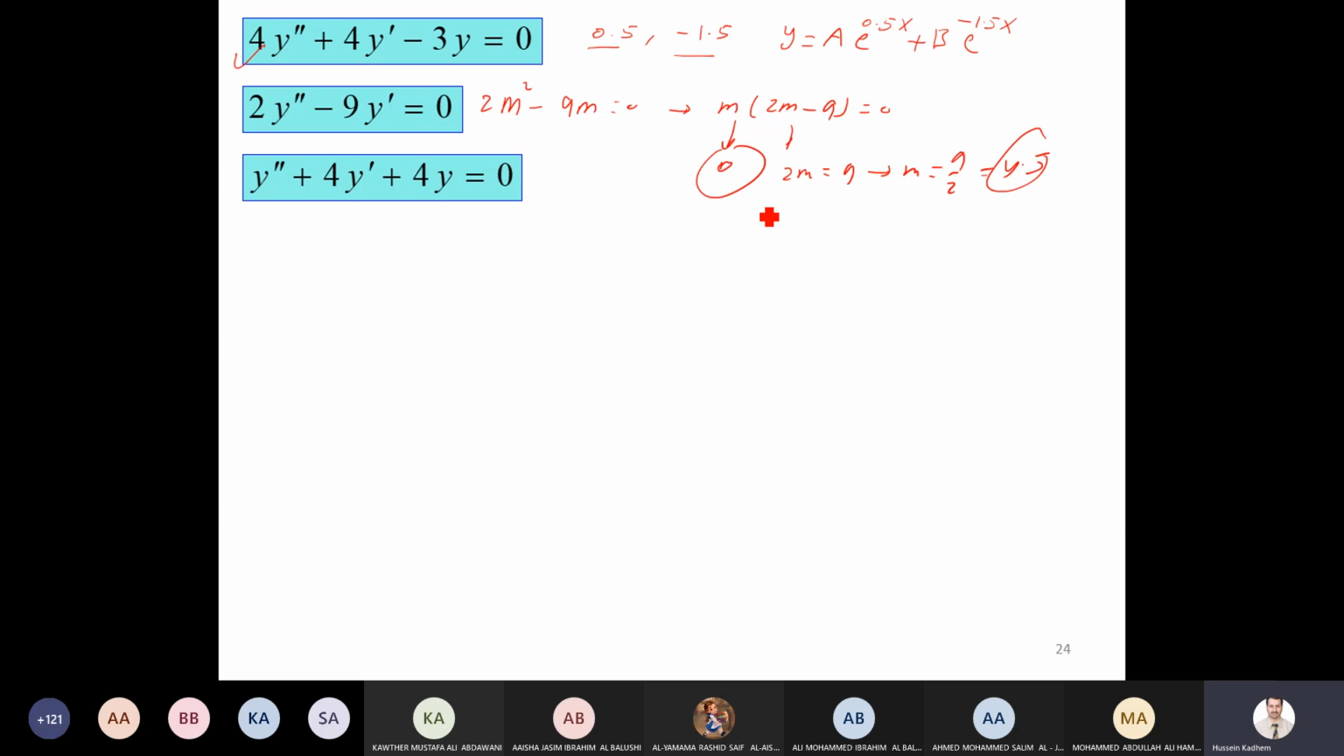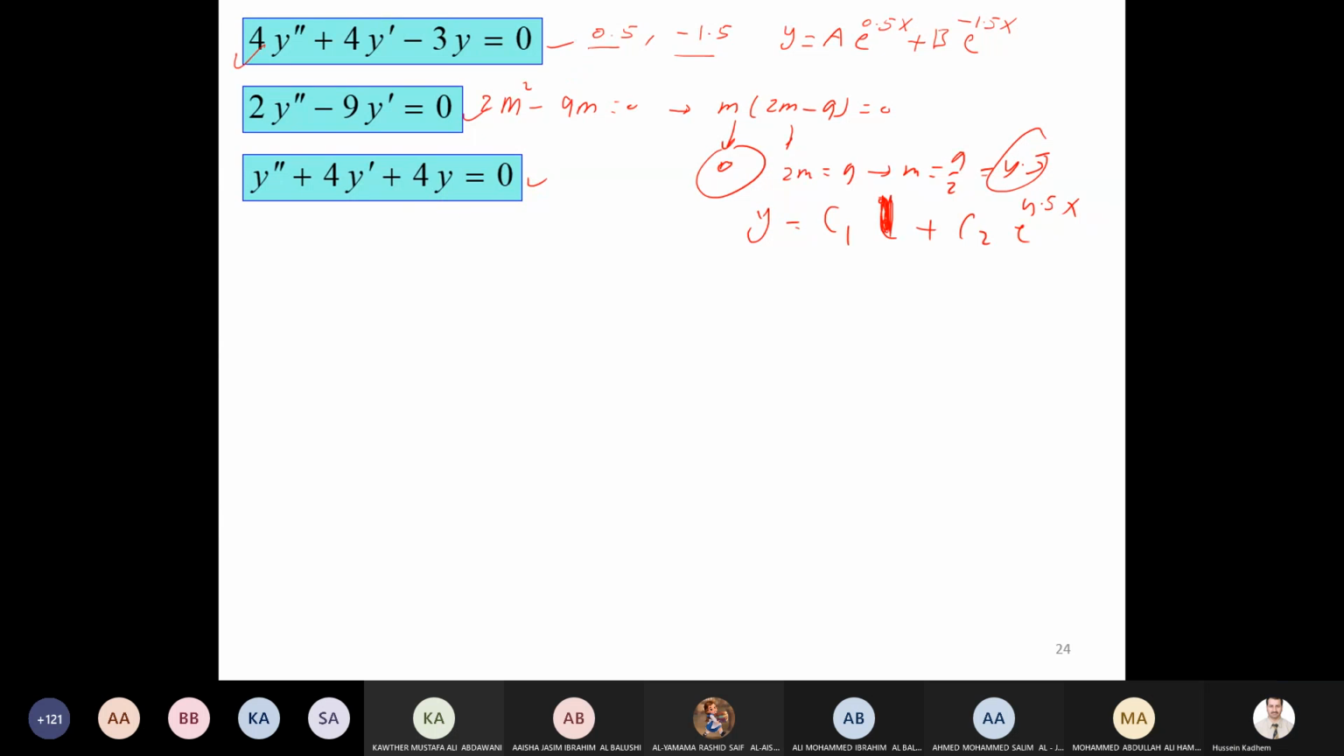We can now write the solution directly. y equals C1 exponential 0, which means 1, so this will be C1 times 1 plus C2 exponential 4.5x. Now I want you to solve the third one, this one.